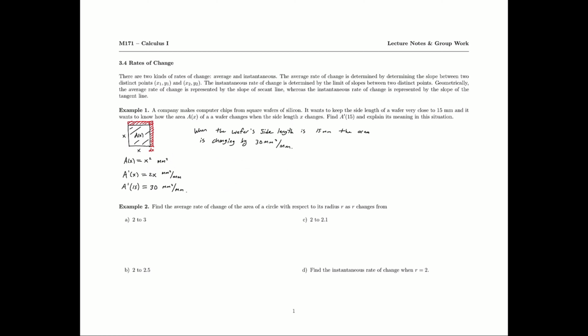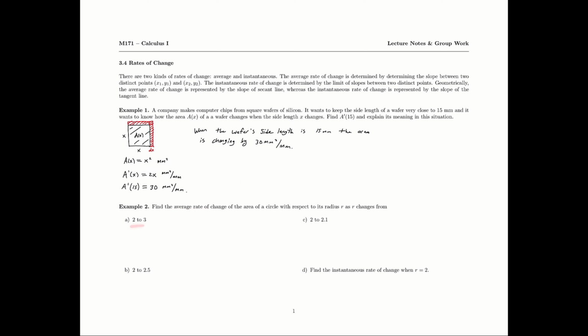All right, next example we have here, example 2. We want to find the average rate of change of the area of a circle with respect to its radius r as r changes from... We got a couple different values here. So we'll go through these all pretty quickly because a lot of this is just arithmetic. But we want to find the average rate of change.